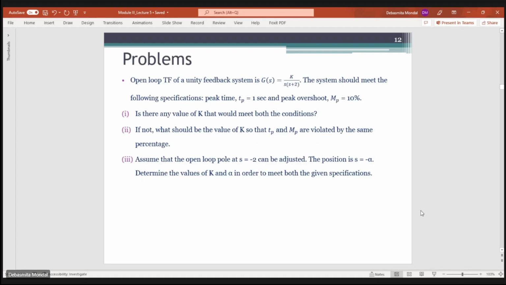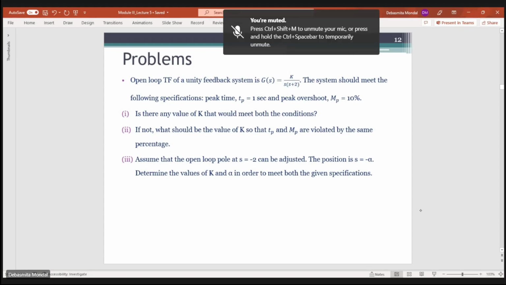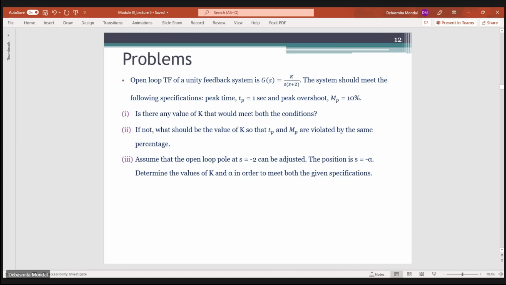So now, let's try to solve, or rather I would want you to solve this problem. Let's say you have been given that the open loop transfer function of a unity feedback system is G(s). Some specifications are provided that the system should meet: the peak time should be equal to 1 second, and the peak overshoot should be equal to 10%. Now you have to find out whether there is any value of this gain K such that both these conditions are satisfied.